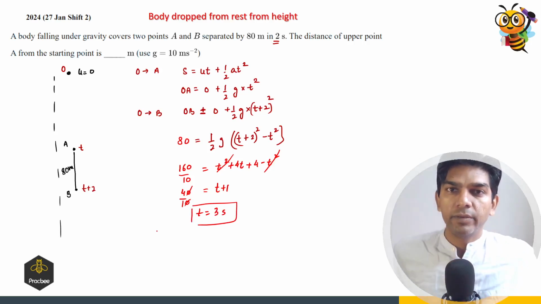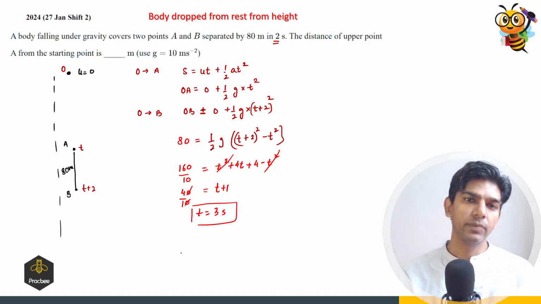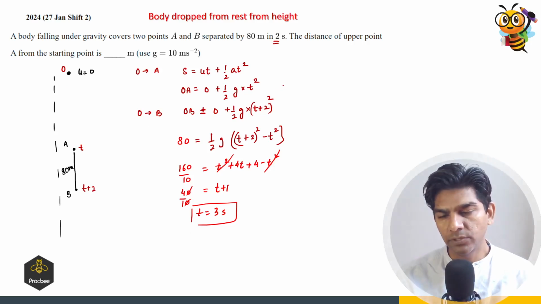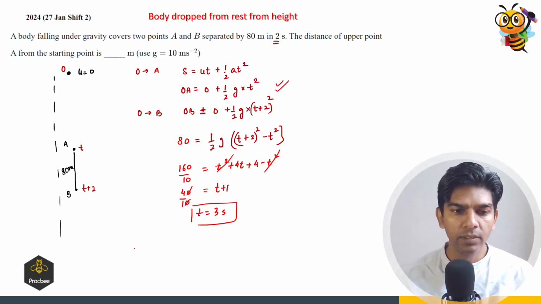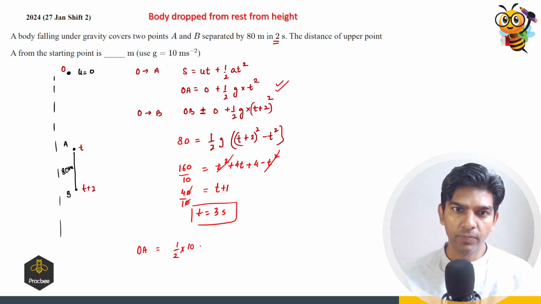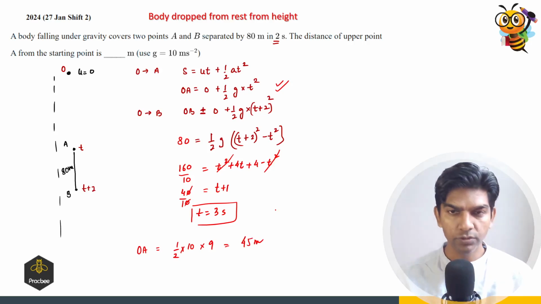Now we got the time taken by the ball from O to A. Now we can find the distance of A from O by substituting t in this equation. So OA is half g t square, which is 5 times 9. So this will be 45 meters. So 45 is the answer of this question.